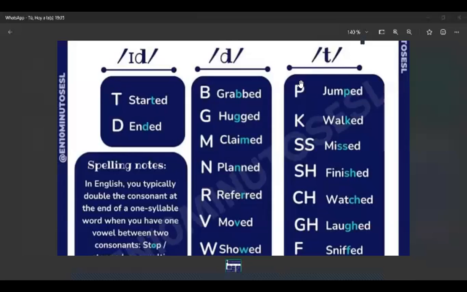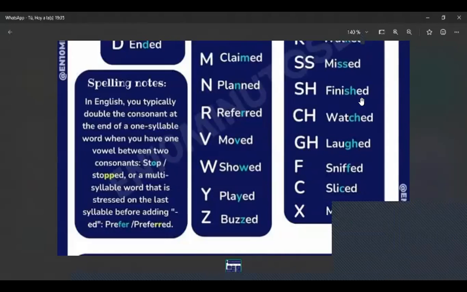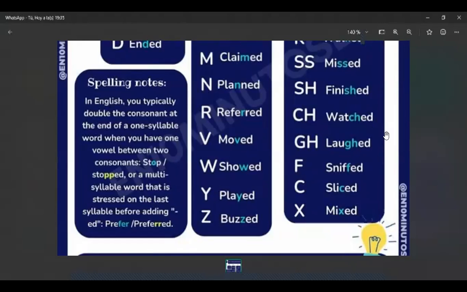Ok, vamos a la third rule. When you have cuando el verbo termina en letter P, jump, jumped. No es jumped, ¿verdad? Sino que es jumped. Ahí les mandé esta imagen al grupo. You have los verbos que terminan en K, walk, walked. Tiene miss, extrañar o perder, missed. No es walked, no es jumped, sino que es walked, missed. Tiene los verbos que terminan en sh, y entonces sería finished. Tiene los que terminan en ch, watch, watched. Y esta D se pronuncia como una T extra. Finish, finished. Como una T se pronuncia este D.